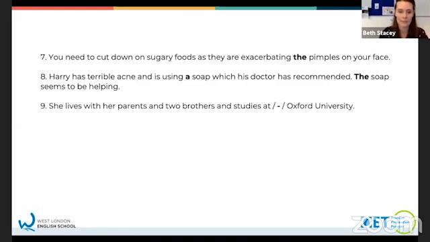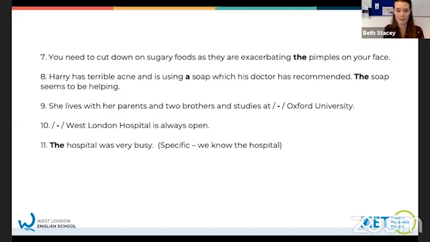Number 9, studies at Oxford University. Remember we said with institutions like schools and universities, we don't use any article. West London Hospital is always open. The reason there's no article here is because it's a specific hospital, a specific name. Remember we said Newtown General Hospital. There's no article before it.